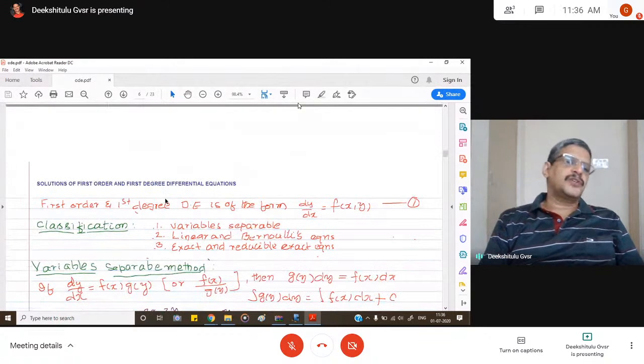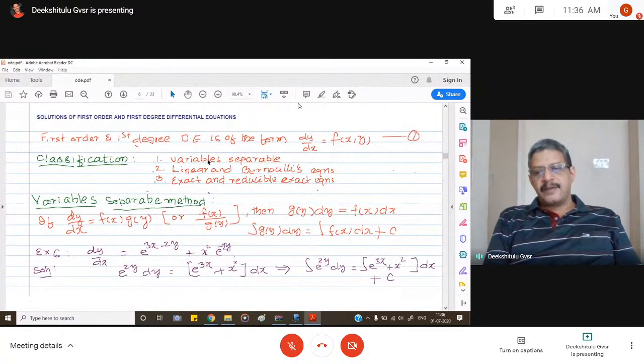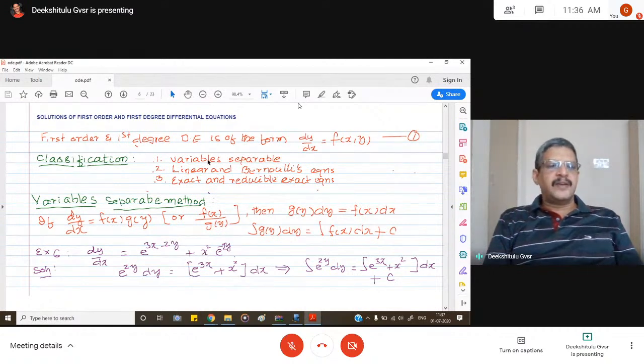Now, solutions of first order and first degree differential equations. We have seen what the order of the equation is, the other important basic principles of a differential equation, and then the formation of differential equations. Now we see how to find the solutions of first order, first degree differential equations.